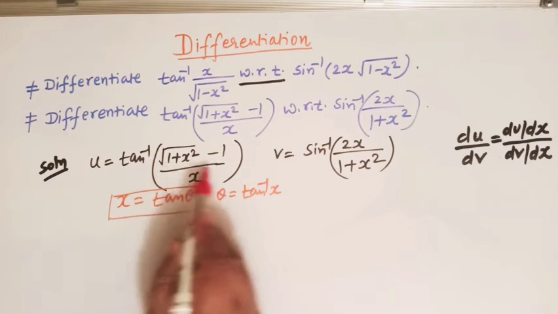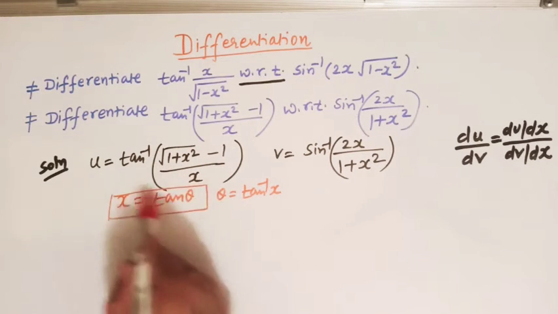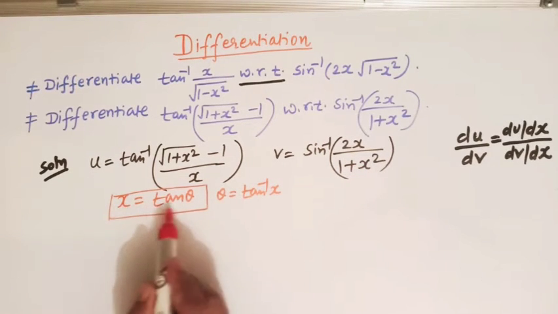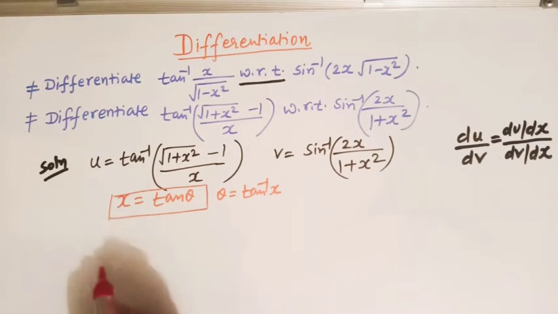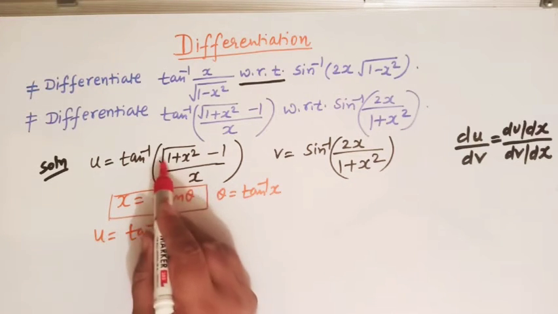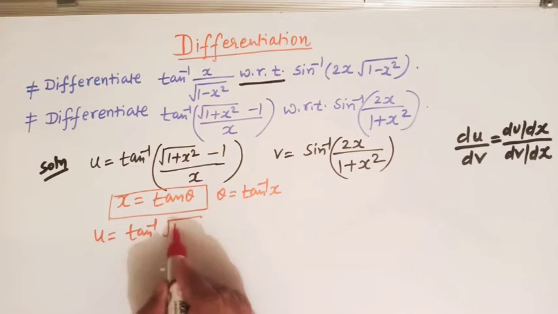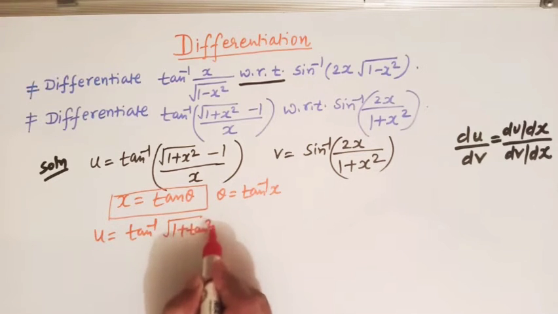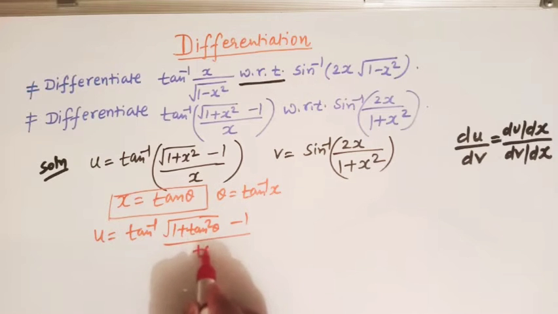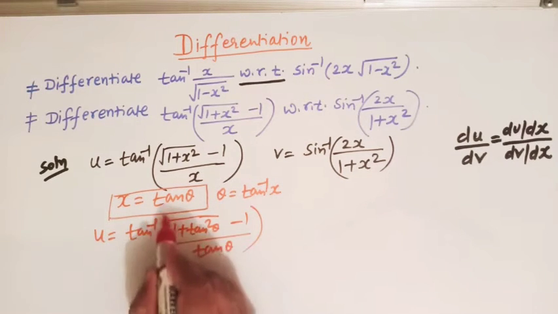Now here again we'll make a proper substitution, and let us substitute x is equal to tan theta, right? So when we substitute x is equal to tan theta, so theta is tan inverse of x, and let us find the values of this expression and this expression when x is equal to tan theta. So u becomes tan inverse square root of 1 plus tan square theta minus 1 divided by tan theta, right?